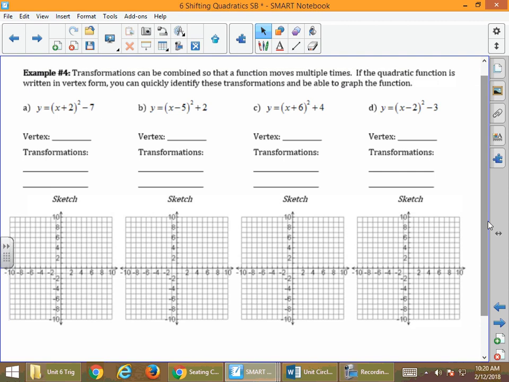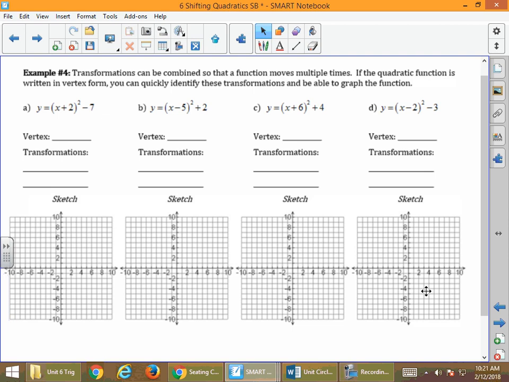And the thing about transformations is we can put a whole bunch in there. Again, if you were here for the last class and you did that activity, on those last couple of problems we had multiple transformations happening. Today, we're focusing specifically on our shifting, primarily up, down, right, and left. So as we take a look at this first one, y equals the quantity of x plus 2 squared minus 7.